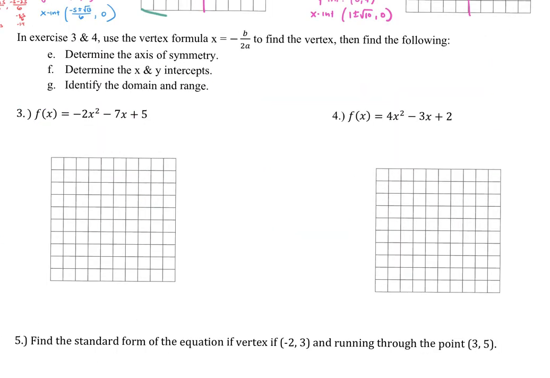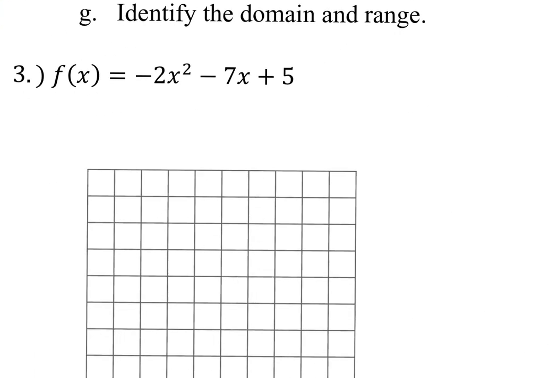All right, 3 and 4 say to use negative b over 2a to find the vertex, and then the rest of it. So instead of putting it in a standard form, this time your a is negative 2, your b is negative 7. Negative b over 2a means change that sign, so it would be a positive 7 over 2 times negative 2. And that's 7 over negative 4. So that's the x-coordinate of your vertex.